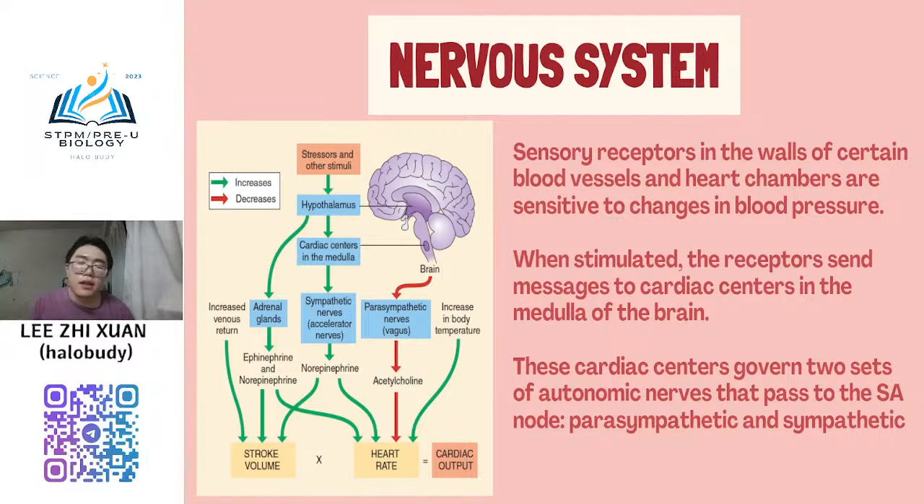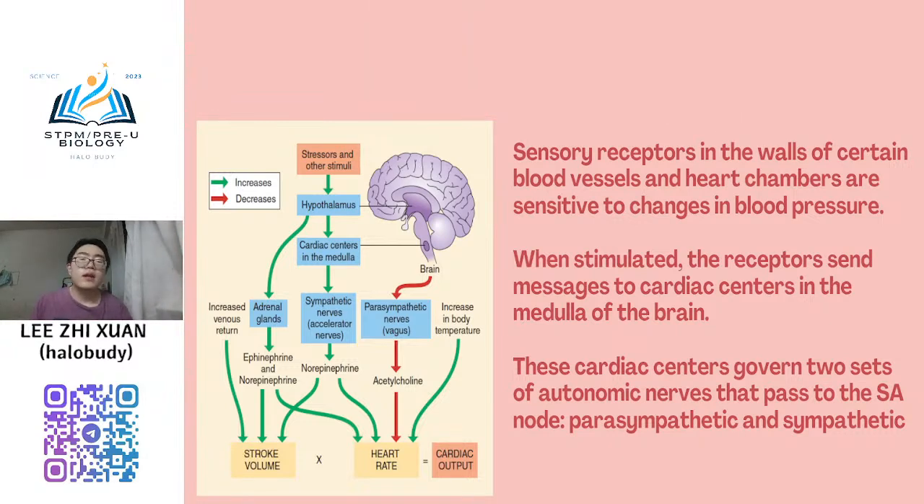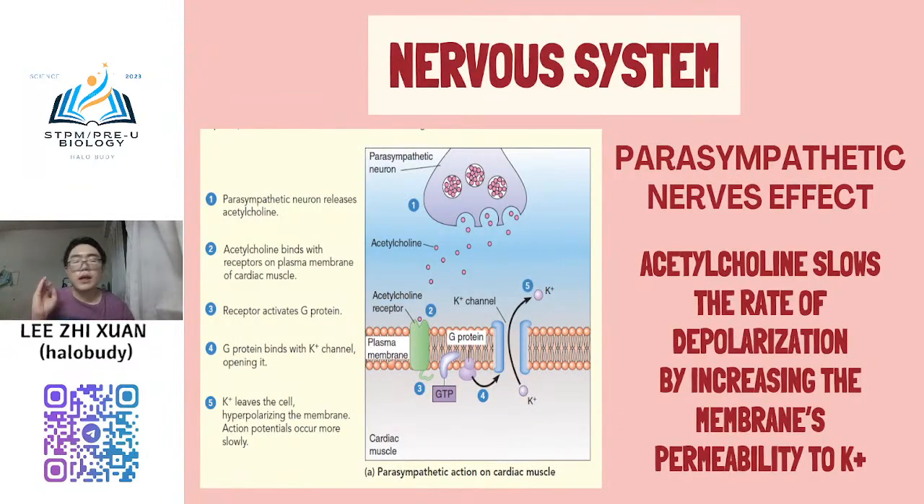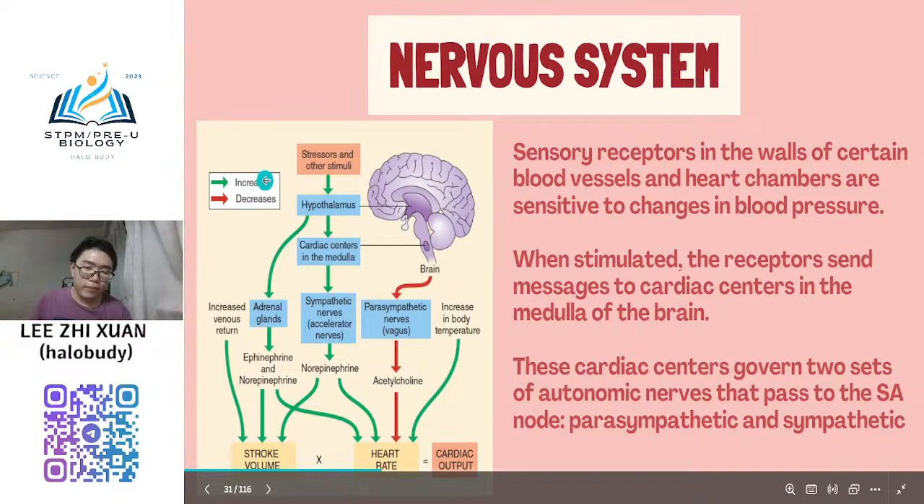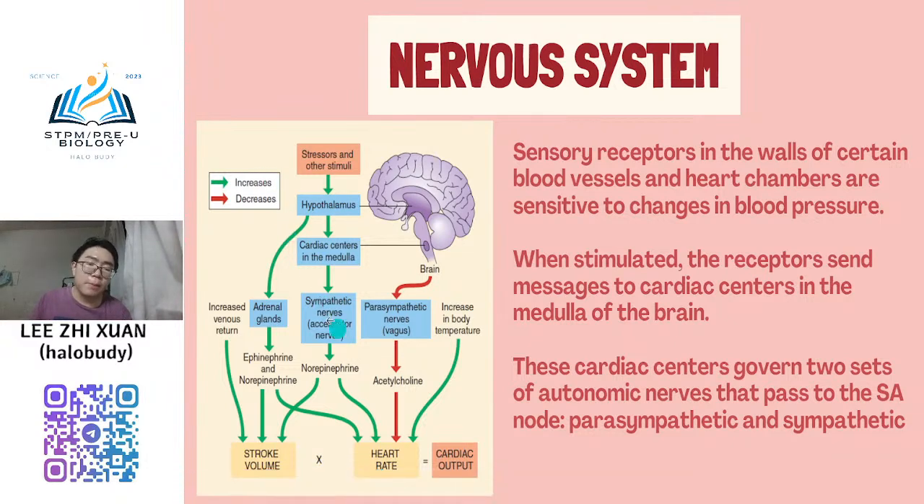What happens when the nerve cardiac center already receives information? Then it says, okay, I need to send the info to the parasympathetic. So what are the parasympathetic effects? The effect is it will increase the heart rate. Sympathetic is to increase the heart rate.